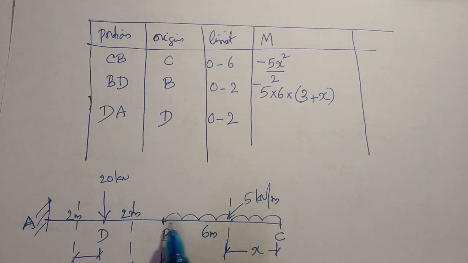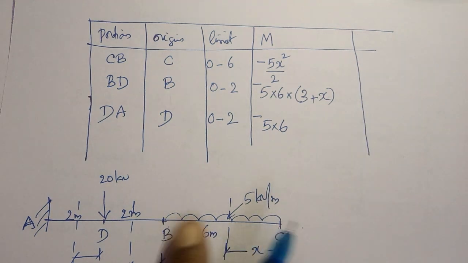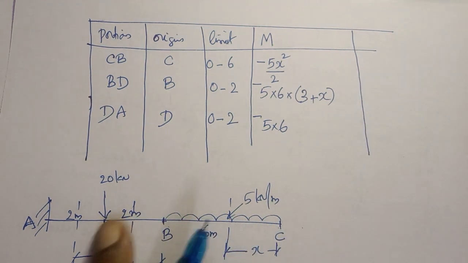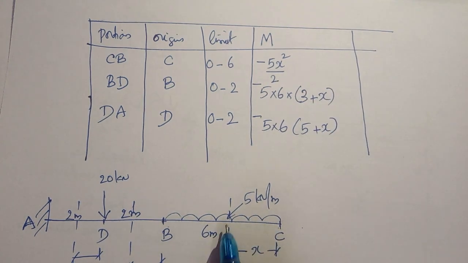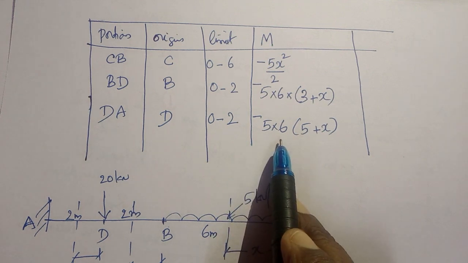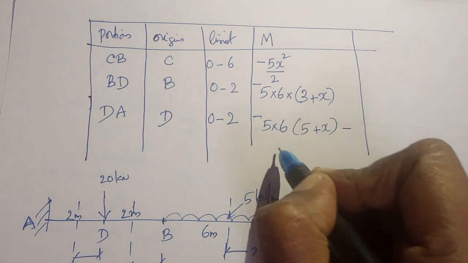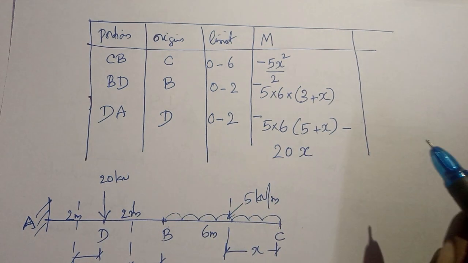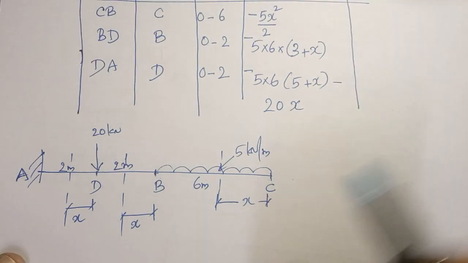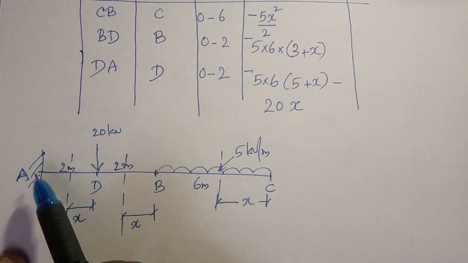Now considering this section, consider all the loads to the right of it. The expression for bending moment is: this total load is 5 into 6, minus 5 into 6, 3 plus 2, 5 plus x. This distance is 6, so the load will be acting at the center of it, that is 5 into 6, 3 plus this 2, 5 plus x. Then what about this 20? Minus 20x. Okay, so this is the expression for M for portion CB, BD, DA.